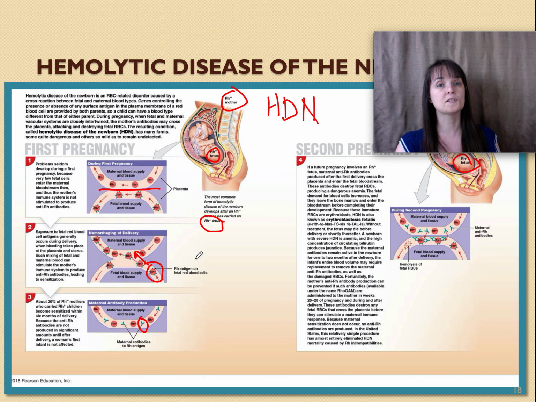Now, mama's red blood cells may not cross the placenta, but the anti-Rh antibodies do cross the placenta, enter the baby's bloodstream, and hemolyze all of their red blood cells. So this is hemolytic disease of the newborn, and it is not consistent with life for the second or any other pregnancy involving an Rh positive baby.